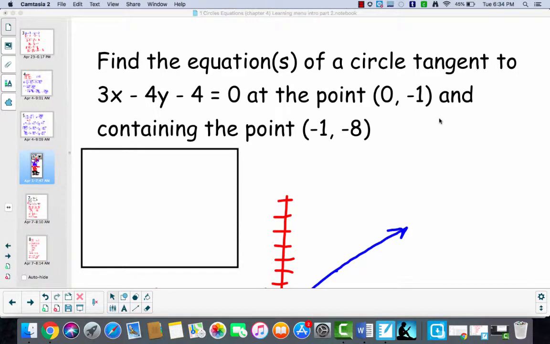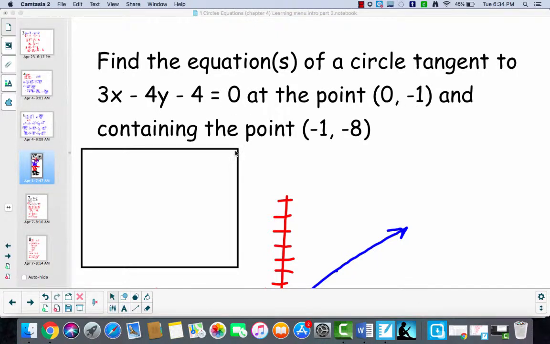All right, for this example, we're going to find the equation of a circle that is tangent to the line 3x minus 4y minus 4 equals 0 at the point (0, -1) and containing the point (-1, -8). Now this (-1, -8) is on the circle. And it goes through the point (0, -1) as well, and that is where this line is tangent.